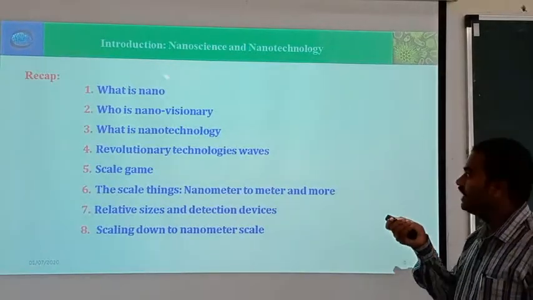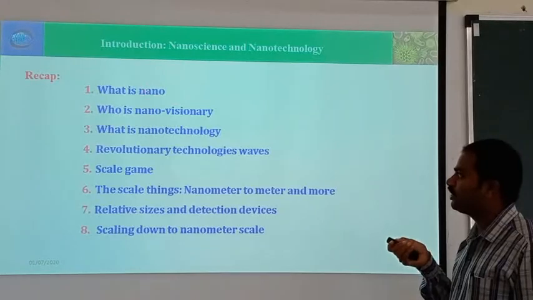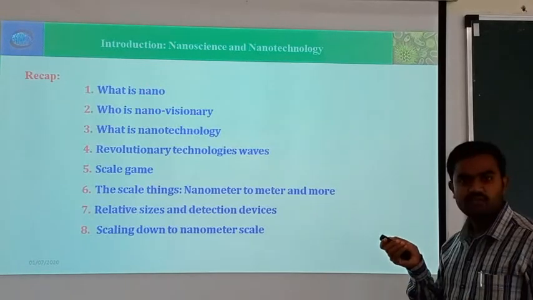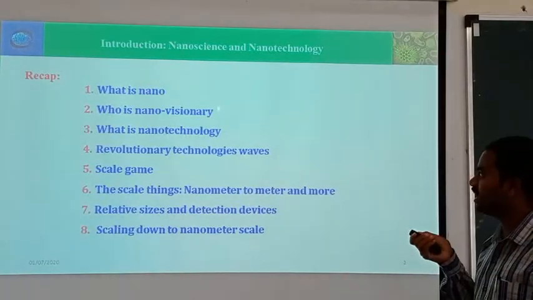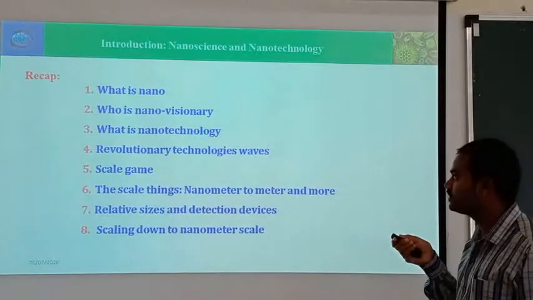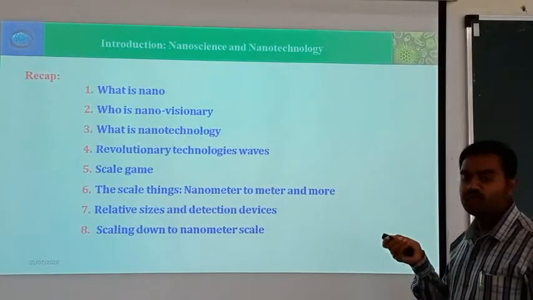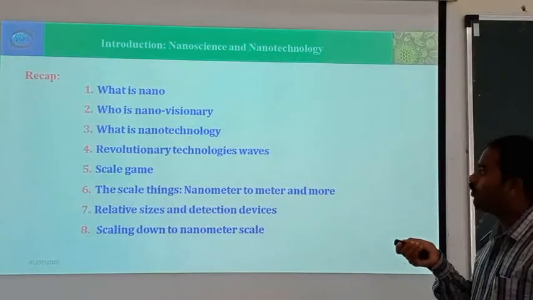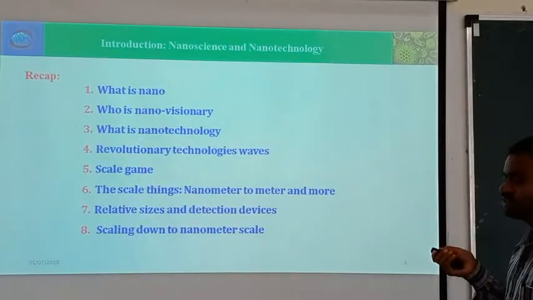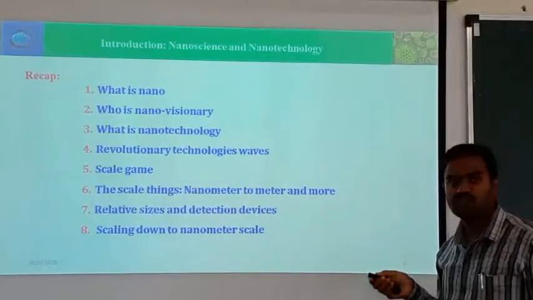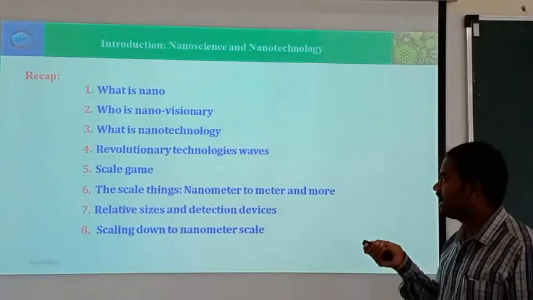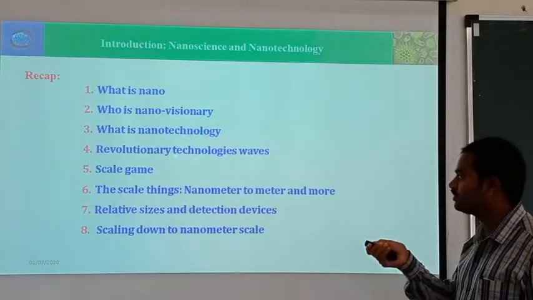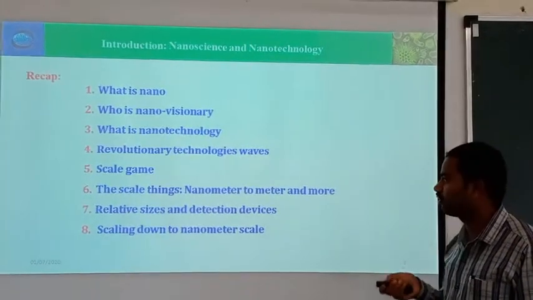The general scale. Regarding basic information about nano, who is the nano visionary? We have already discussed the research of Feynman, who gave the concept of nanotechnology. What is meant by technology and what is meant by nanotechnology? Then, revolutionary technology waves: what are the different technologies that evolved over the years, and what is the role of nanoscience and technology in the evolution of different technologies?